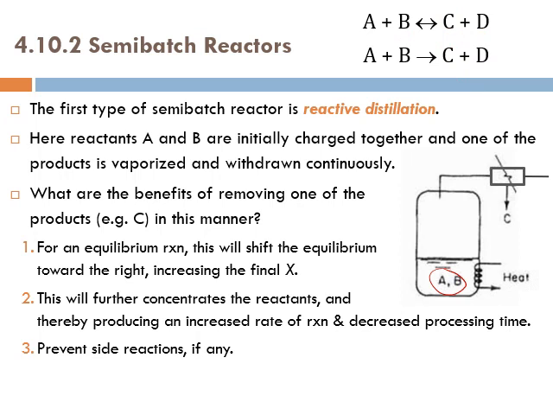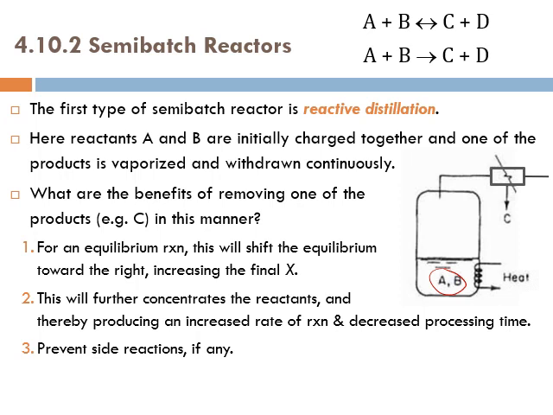That's the first reason. Second reason, this will further concentrate the reactants, thereby producing an increased rate of reaction and decreased processing time. So when you remove some of the C, the volume starts decreasing, correct? So if you decrease the volume with time, it is as if you are having higher concentration compared to the case where you are not decreasing the volume, when you are not removing C.